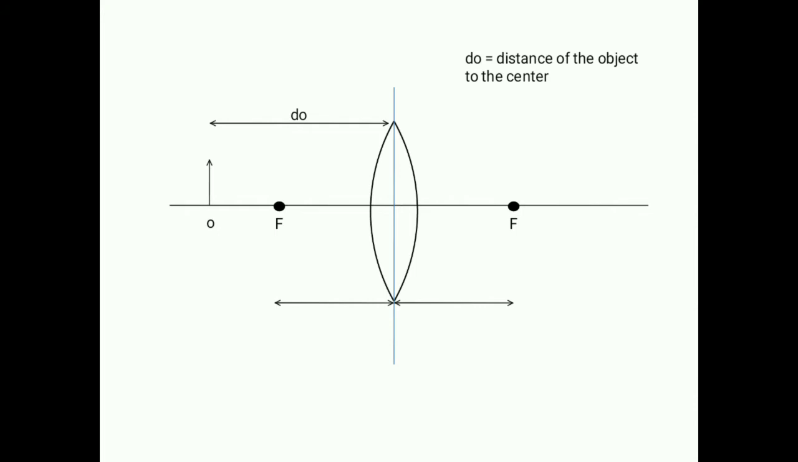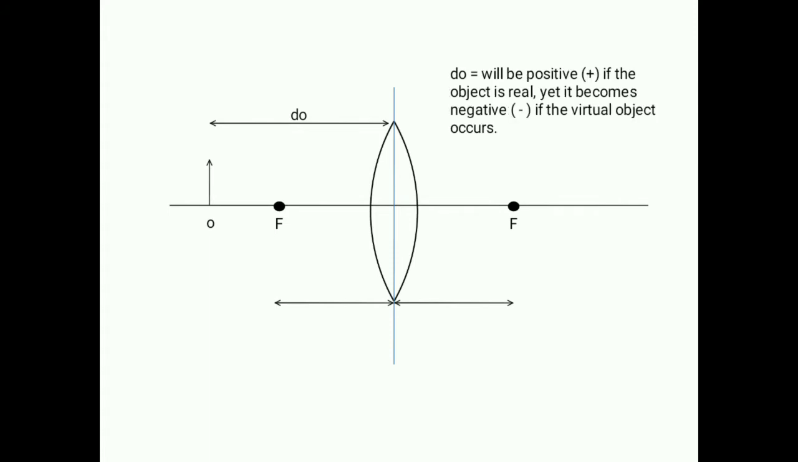Now, if we place an object, we have what we call the distance of the object to the center of the lens. And remember that the distance of an object will be positive if a real object occurred, yet it will be negative if a virtual object occurs.